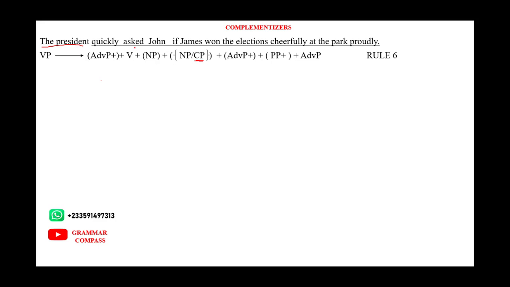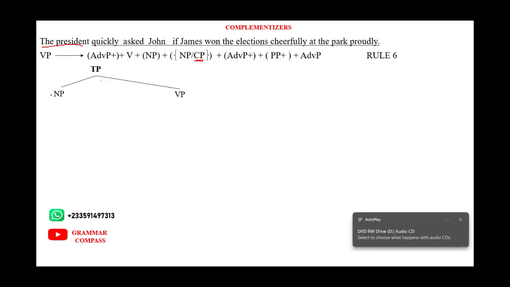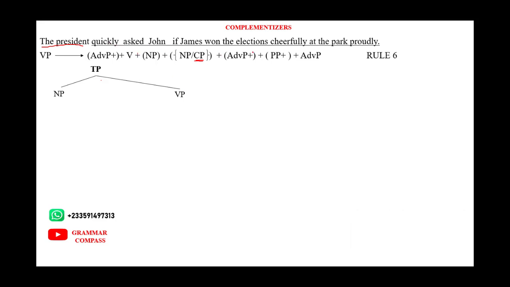Let us draw a tree diagram for the structure above. First of all, we have our tense phrase, that is, the president quickly asked John if James won the elections cheerfully at the park proudly. That is our tense phrase. Now, this sentence consists of a noun phrase and a verb phrase. What is our noun phrase? It is the president. And what is our verb phrase? It is quickly asked John if James won the elections cheerfully at the park proudly. That is our verb phrase.